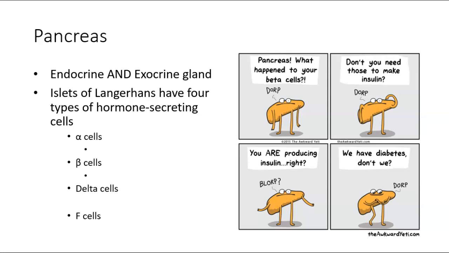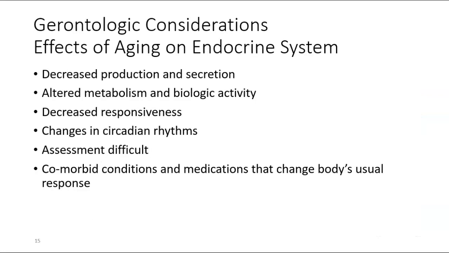So as we go now into the more assessment part of it, let's take a moment to look at the effect of aging on the endocrine system. So gerontologic considerations. Overall, we have decreased production and secretion. In some instances, like thyroid hormone, even though there's decreased secretion, it's also not broken down as fast. So we end up with pretty much no change in the net.